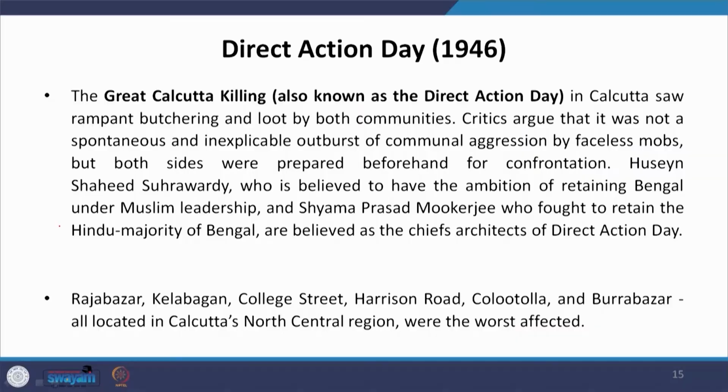So, the Great Calcutta Killing, also known as the Direct Action Day in Calcutta, saw rampant butchering and loot by both communities, and critics argue that it was not a spontaneous and inexplicable outburst of communal aggression initiated by faceless mobs. Rather, both sides were prepared beforehand for confrontation. Here we need to understand the basic difference between rampant and spontaneous riots and something that we can call a pogrom.